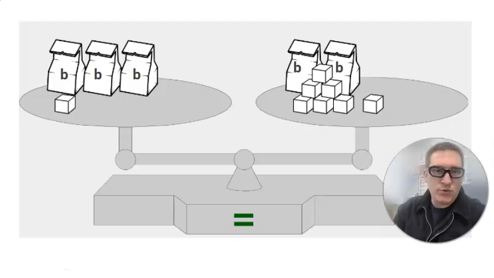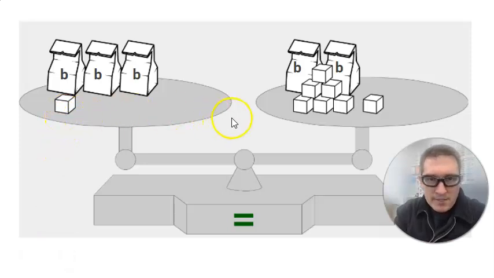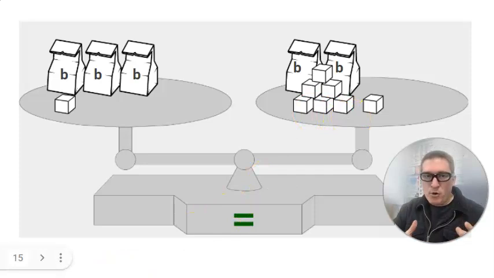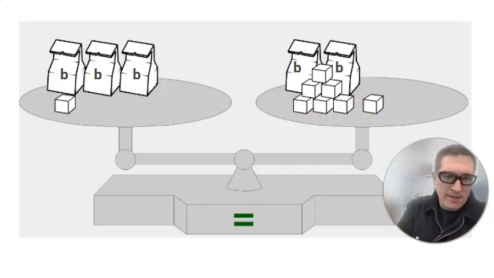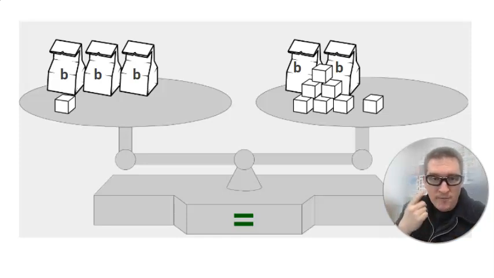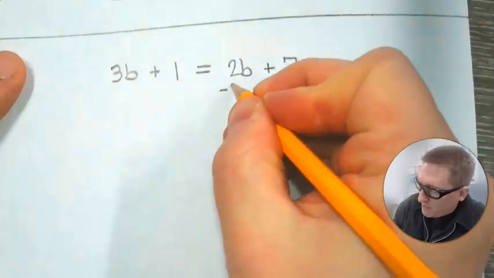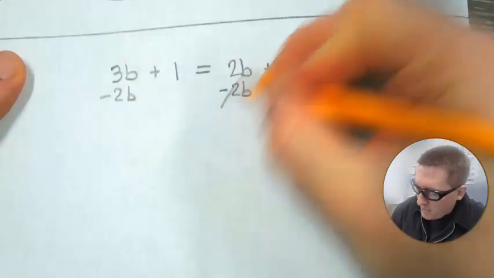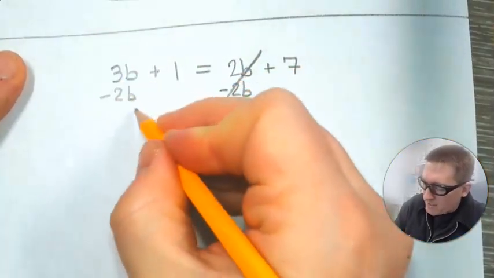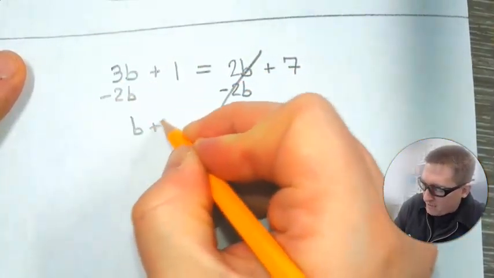Our next one is 3b plus 1 is equal to 2b plus 7. When your unknown is on both sides, try to remove the unknown from both sides and make sure our unknown value is left on one side. So the best way to do it is get rid of 2 bags on the right side and 2 bags on the left side. That cancels out. 3 bags minus 2 bags is 1 bag.